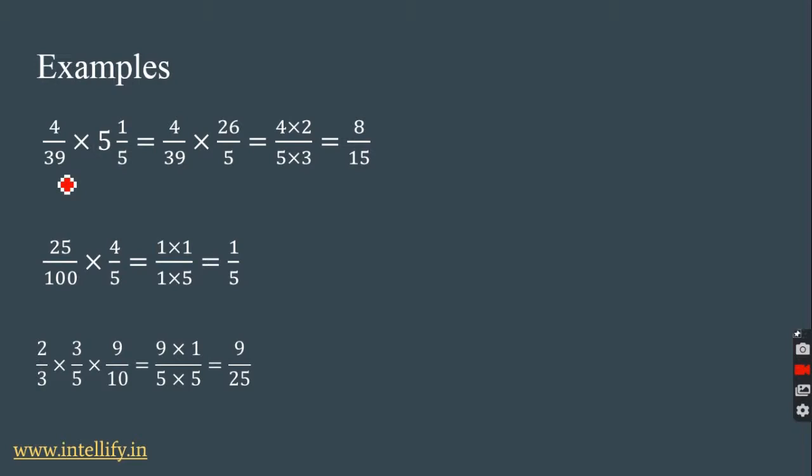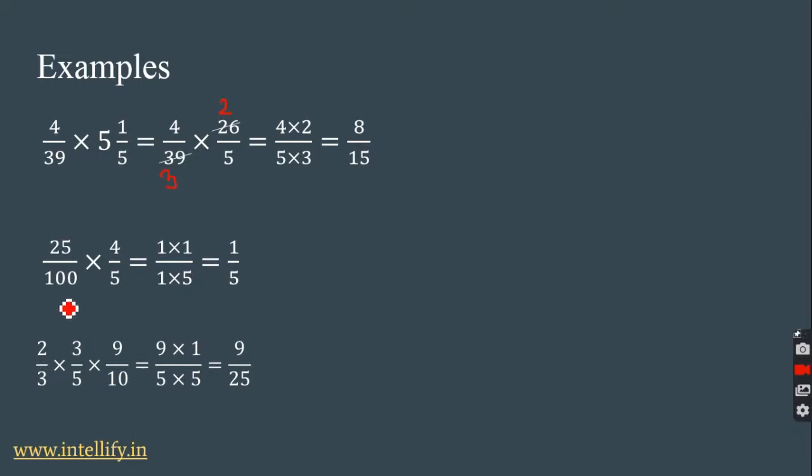So at first we have 4 by 39 into 5 1 by 5. So let's turn this into an improper fraction first. Now let us see. So both these two numbers are divisible by 13 here. So let's reduce them. So 13 into 3 is 39 and 13 into 2 is 26. There are no further reductions here. So let's multiply. 2 into 4 is 8 and 5 into 3 is 15. So 8 by 15.